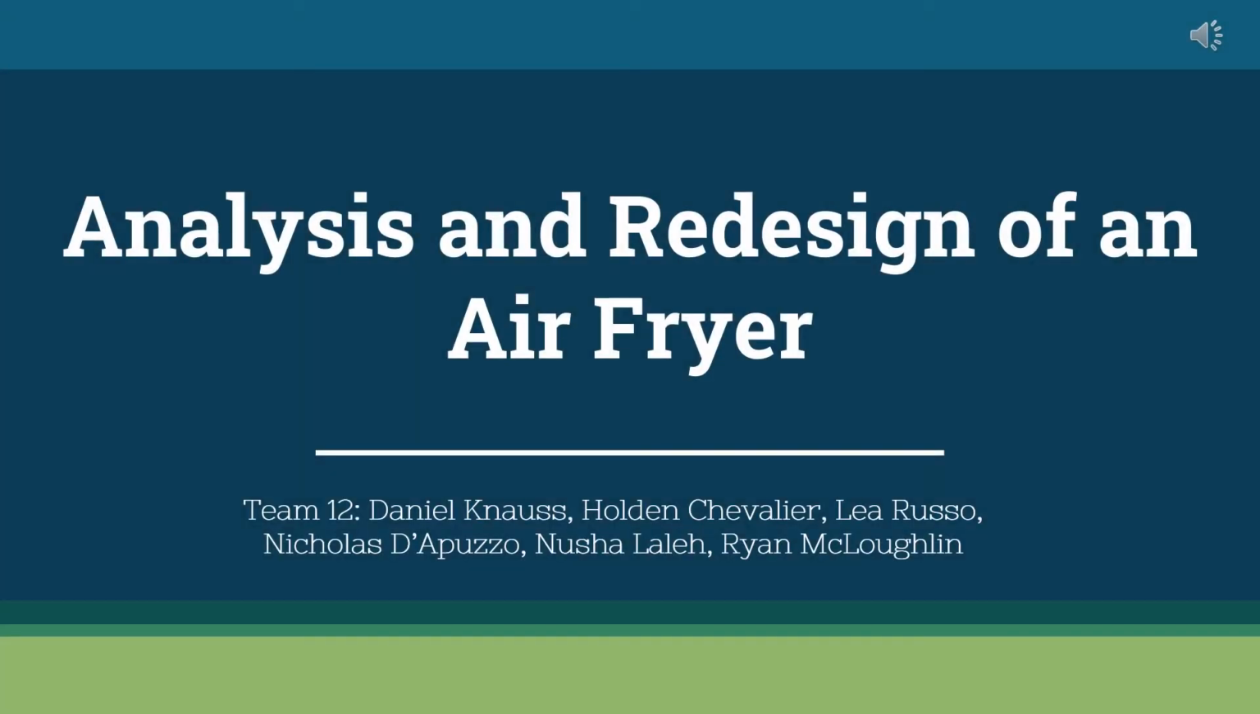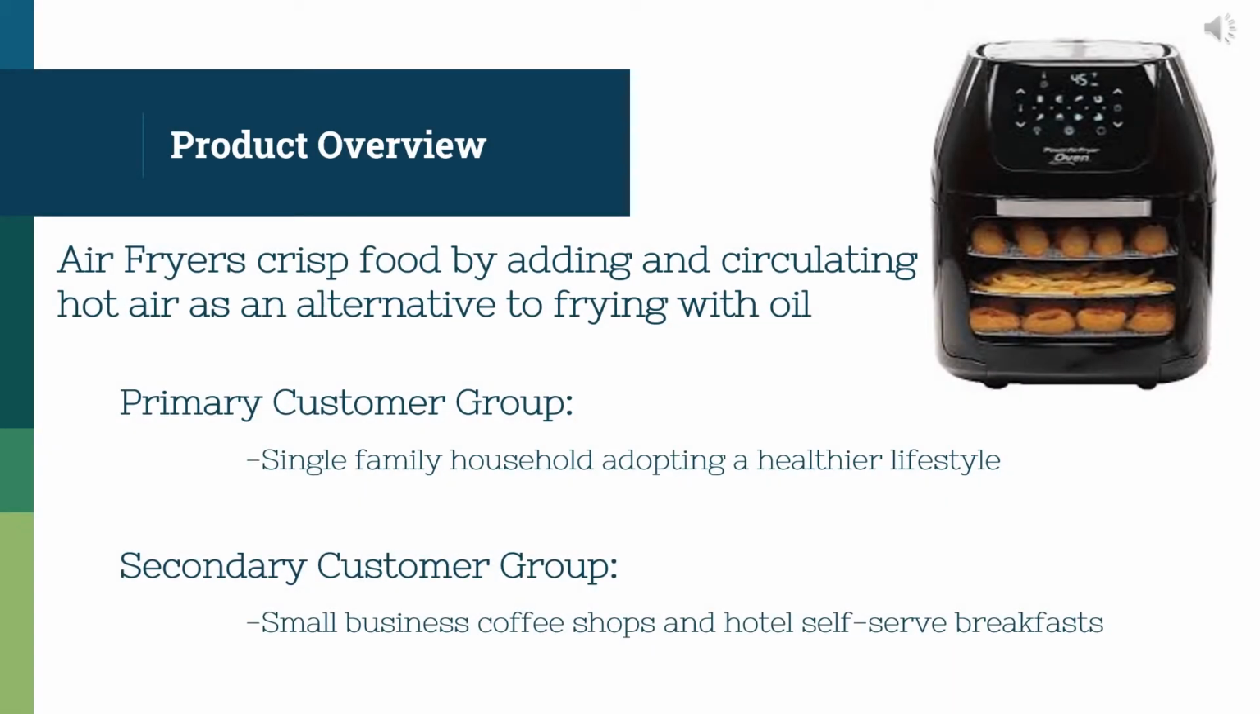Hello, we are Team 12 and we are presenting an analysis and redesign of an air fryer. As a product, air fryers crisp food by adding and circulating hot air as an alternative to frying with oil. The primary customer group are single-family households adopting a healthier lifestyle, whereas a secondary customer group are small business coffee shops and hotel self-serve breakfasts.